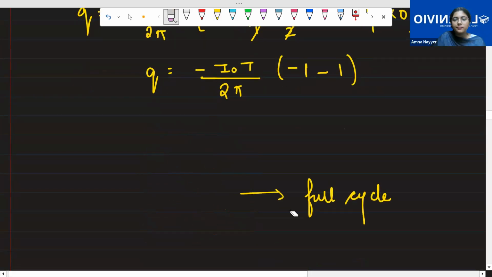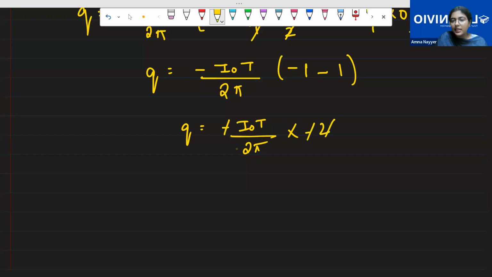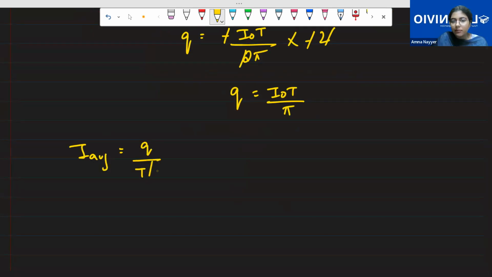So see, there would be a change from here. This won't be there. This will be equal to minus I naught t by 2 pi into -2. Minus will be cancelled, 2 will be cancelled. So charge is equal to I naught t by pi. Now this is the charge. What will be the current? Current will be the charge divided by the time. Time is t by 2. 2 goes up, so 2 q by t. That is 2 I naught t by pi.